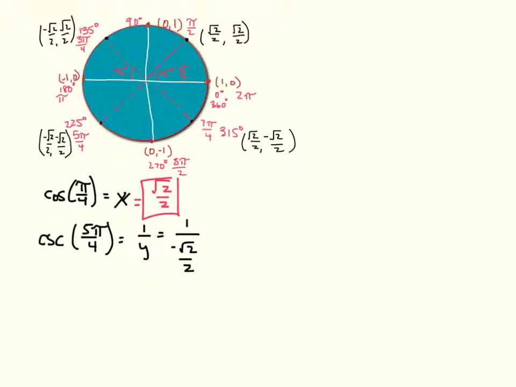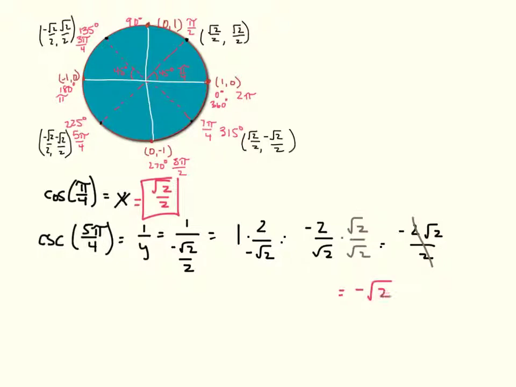Okay, if I'm dividing by a fraction, you just flip the denominator and multiply. So 1 times 2 over negative square root of 2. Well, 1 times that is just going to be negative 2 over square root of 2. I can't leave the square root of 2 in the denominator, so I have to multiply by the square root of 2 over the square root of 2, giving me negative 2 square roots of 2 over 2. The 2's cancel each other, and I get that the cosecant of 5 pi over 4 is negative square root of 2.